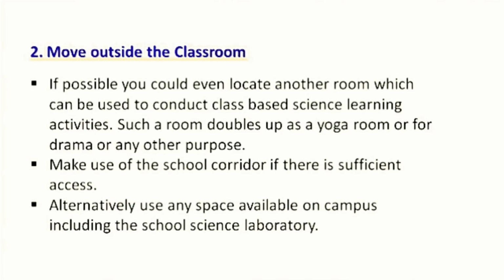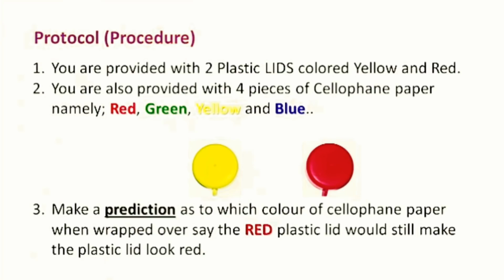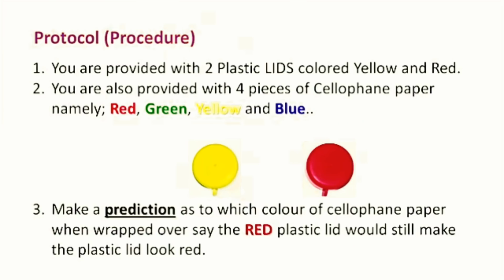Make use of the school corridors if there is sufficient access and space. Alternatively, use any space available on campus, including the school science laboratory. As an example, I have a protocol and the procedure. You are provided with 2 plastic lids, colored yellow and red. You are also provided with 4 pieces of cellophane paper, namely red, green, yellow, and blue.